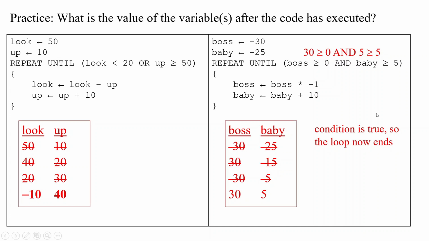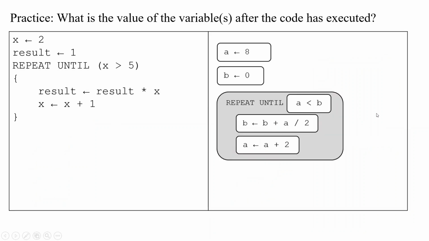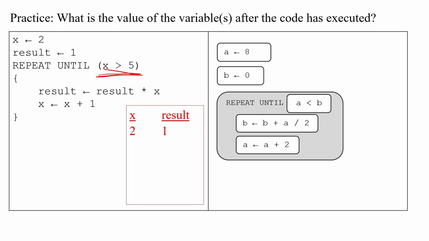Okay. I got 2 more examples here. Here are the 2 examples. One's in the text code and one's in the block code here. Again, it just wants to know the value of the variables after we have executed the code. So here I get x is 2, result is 1, and I want to repeat until x is greater than or equal to 5. So it's not at the moment. X is 2, which is not greater than 5. I'm going to run these 2.